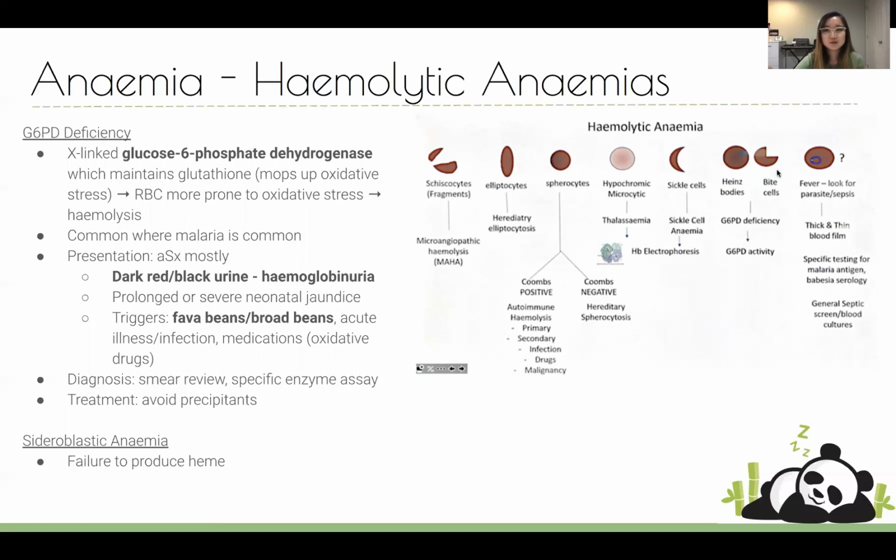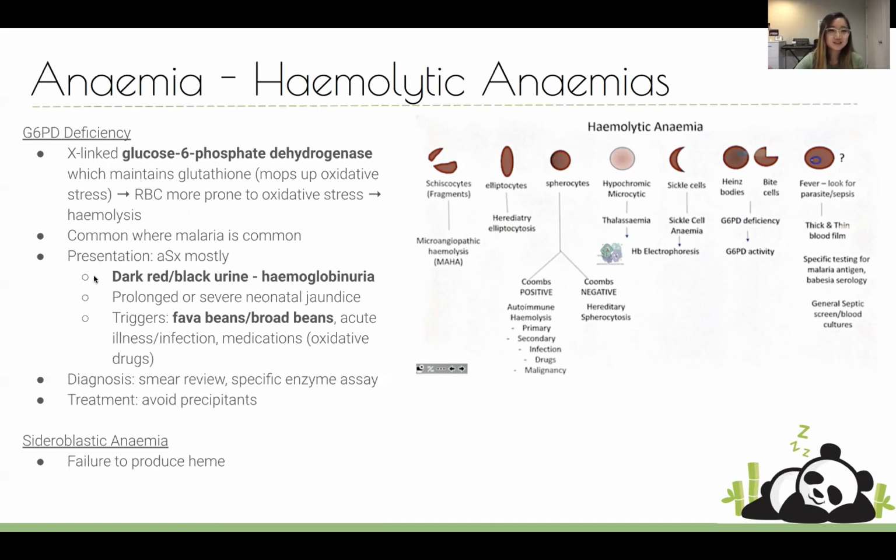And on blood film, you see these Heinz bodies, and what happens is basically, I guess you can remember Heinz, like beans, like yummy. Macrophage comes and takes a bite out of it, and it becomes a bite cell. And so you see these two things on blood film. It's common where malaria is common for the same reason sickle cell disease is, and that's because they find it difficult to insert their eggs into the cells.